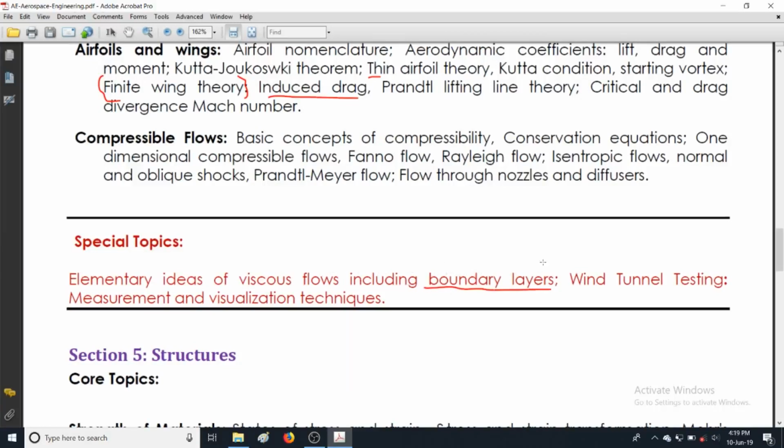So we will learn many things from here. Boundary layer, of course one question should come from boundary layer, not should, one question usually comes from boundary layer, especially from the thickness part.